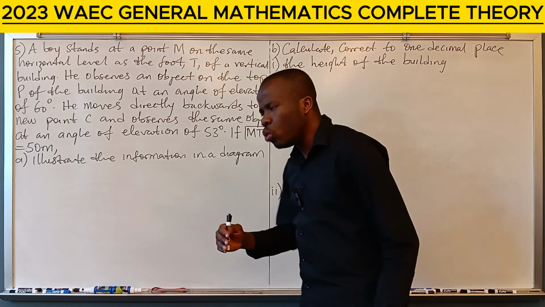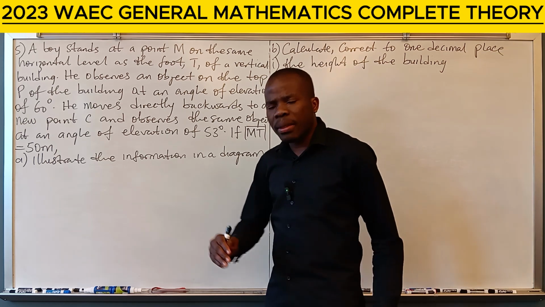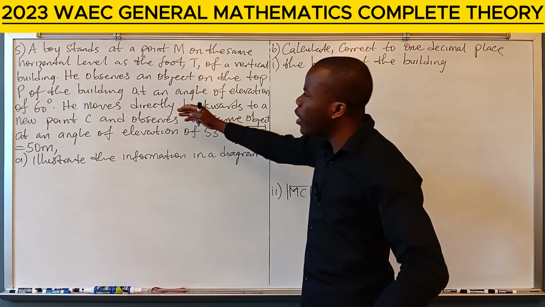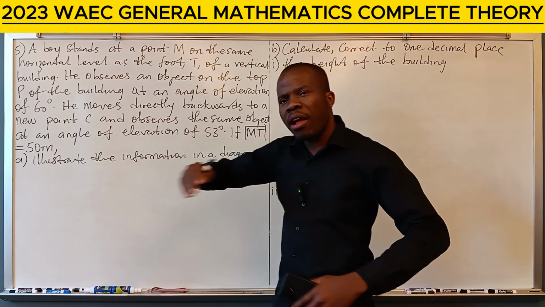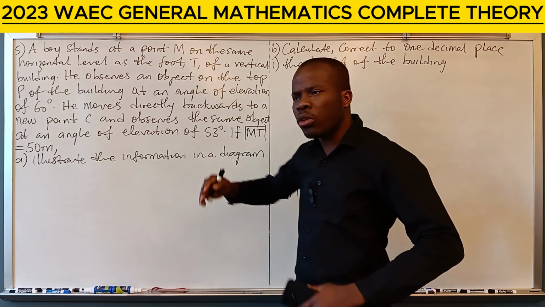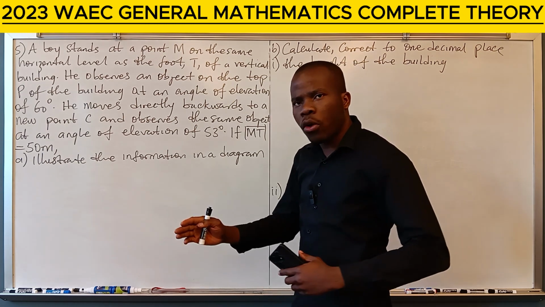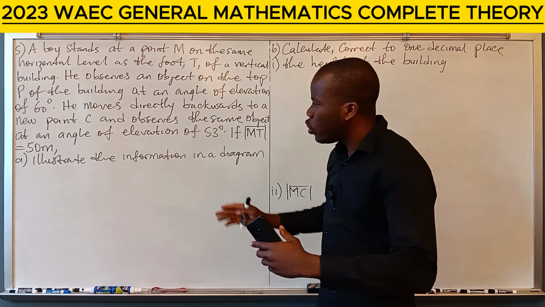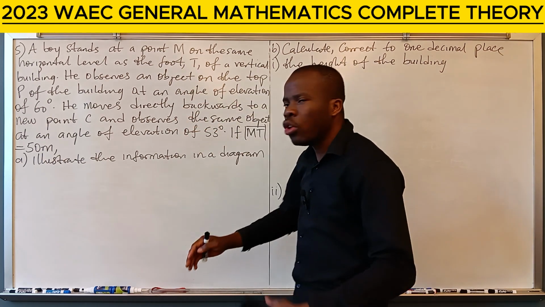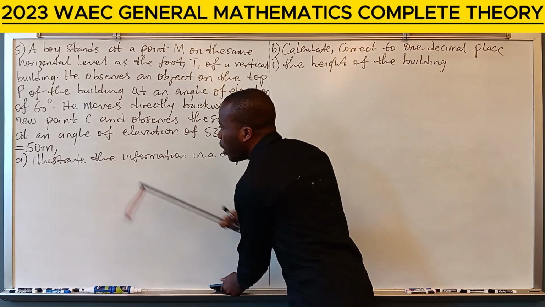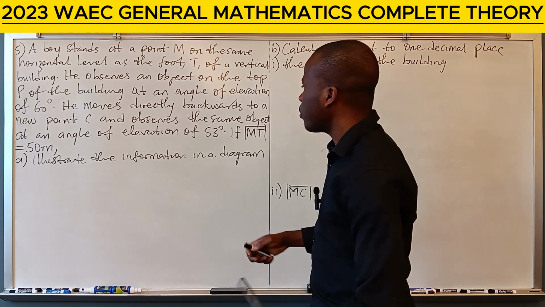One thing you should know how to do as a mathematics student is to be able to illustrate a word problem like this of angle of elevation and depression in a diagram, because if you find it difficult to illustrate things like this in a diagram, you hardly can solve it. So let's go. How do we illustrate this in a diagram?